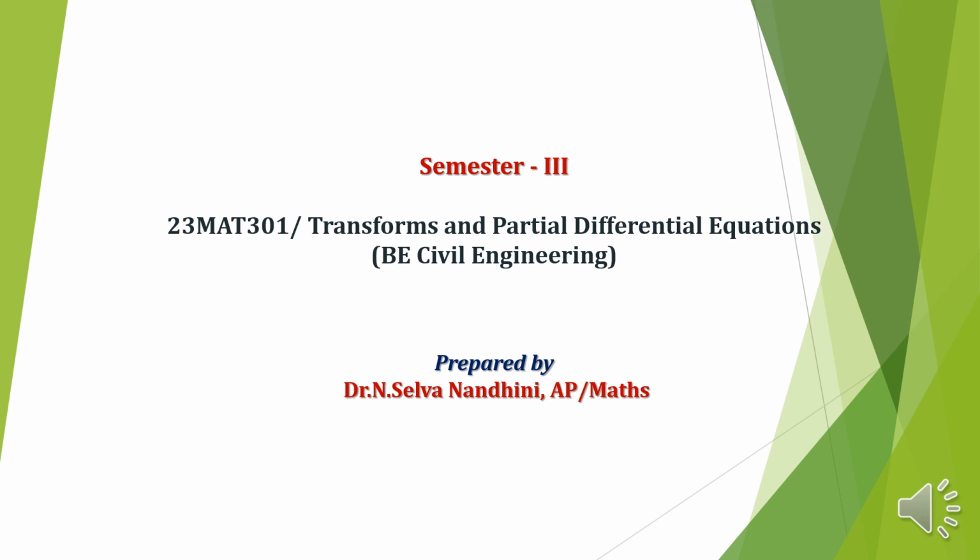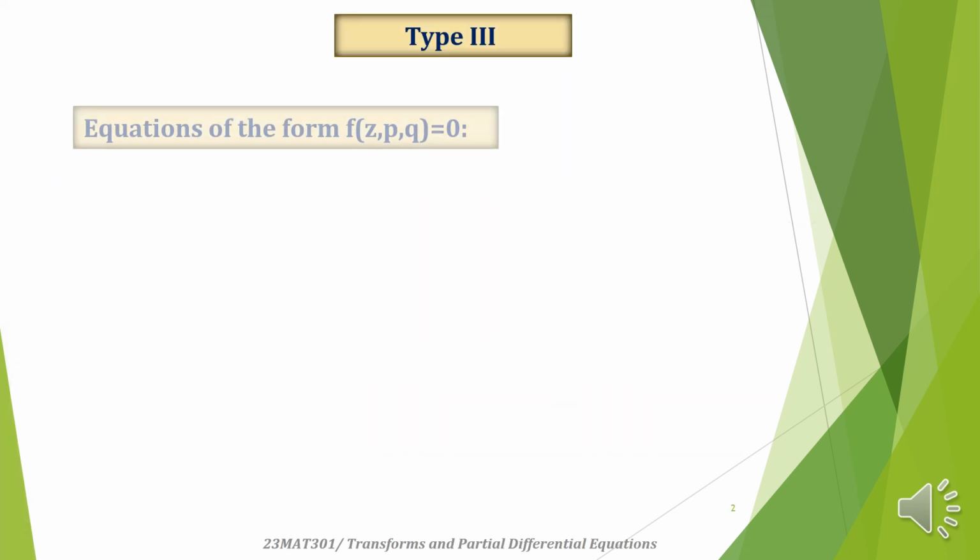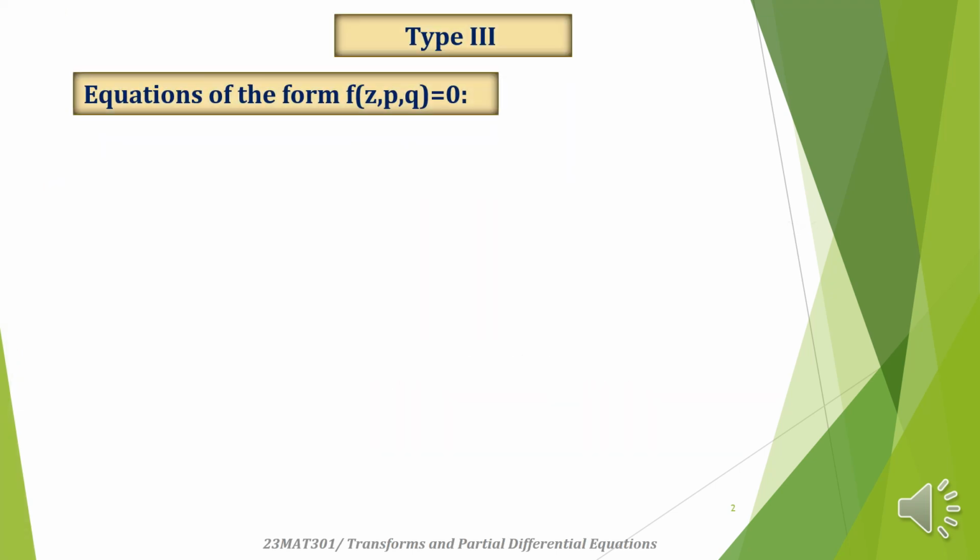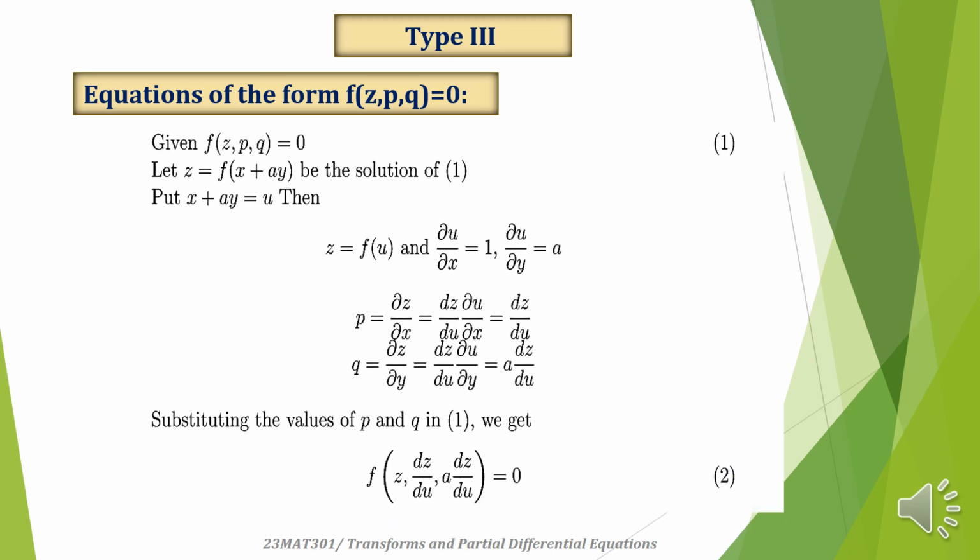On to the next part, we have to see about type 3 equations of the form f of z, p, q. Your question will be in the form of f of z comma p comma q. So for z you will take it as f of x plus ay. This will be your solution, and that x plus ay will be your u. So you will get z is equal to f of u.